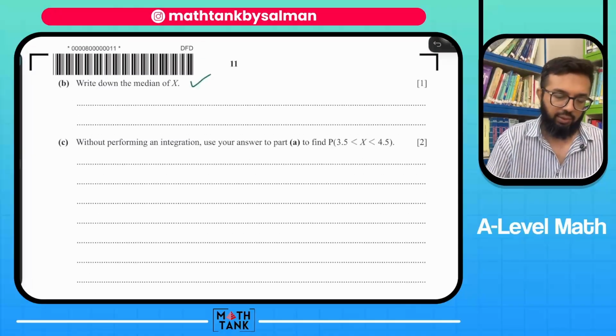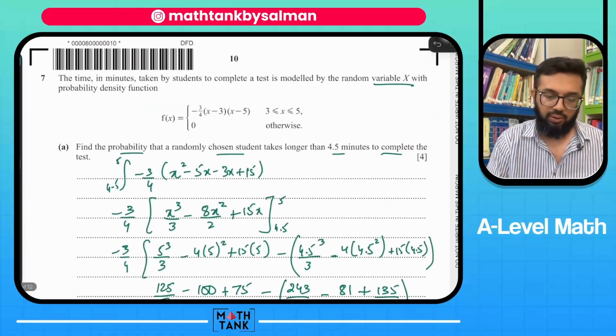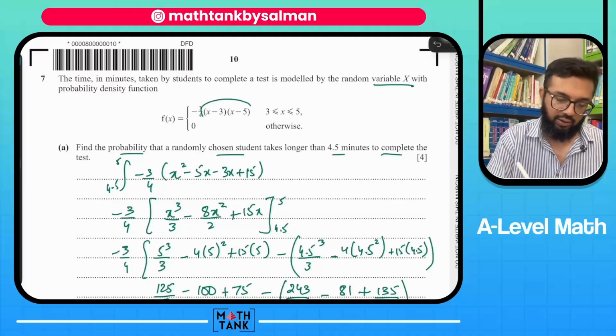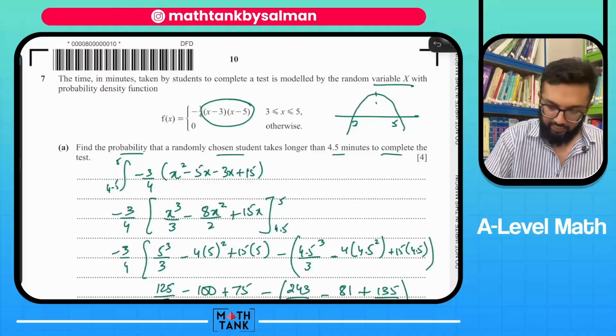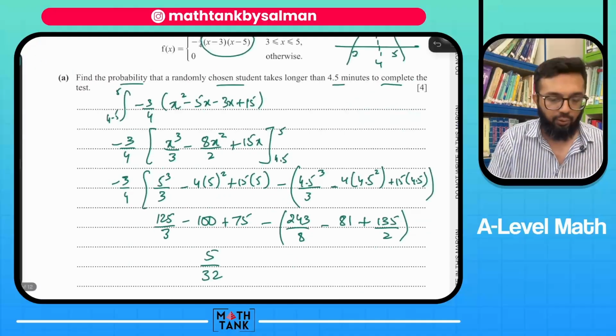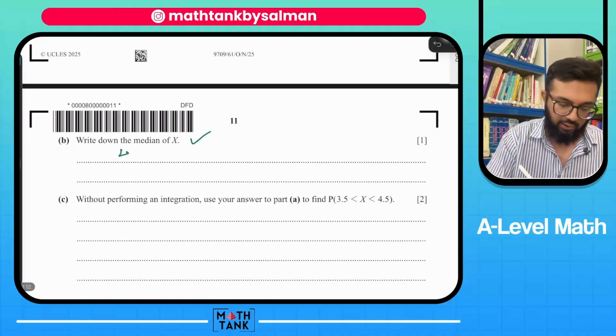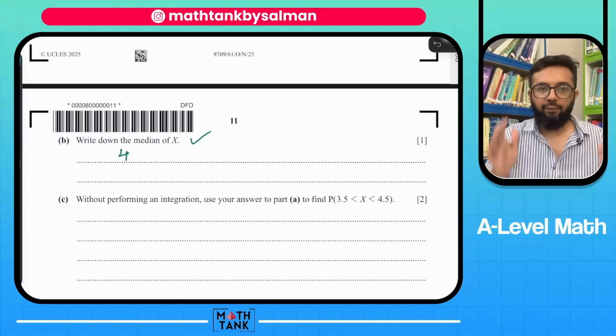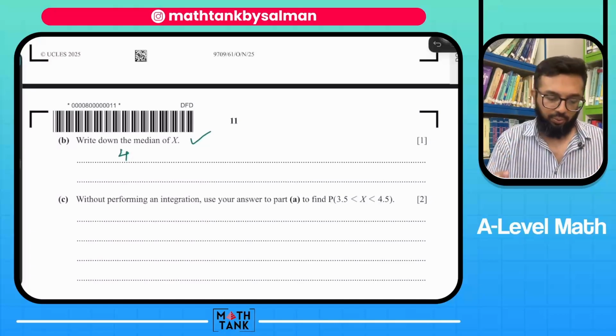It says write down the median of x. Median is always the line of symmetry. Now, if you see, these two have intercepts at 3 and 5, which means that this curve is like this. What is the line of symmetry going to be? It's going to be at 4. I'm going to just say 4. At 4, the area is going to be divided into two halves.